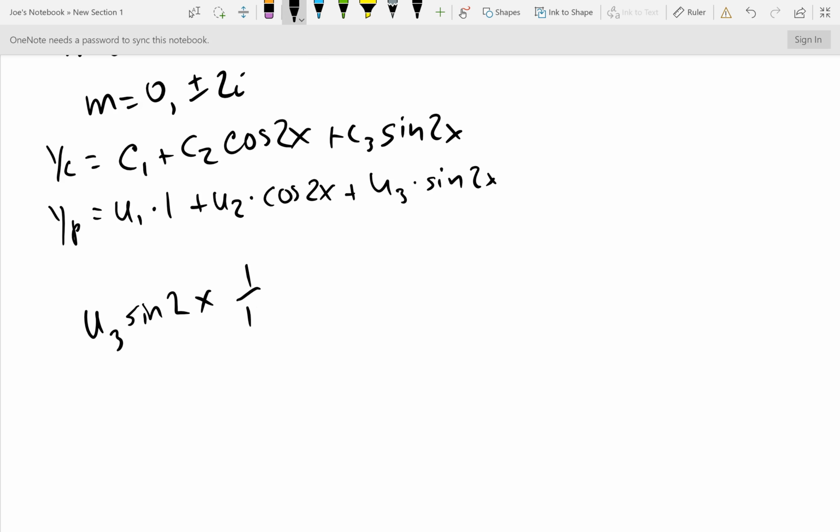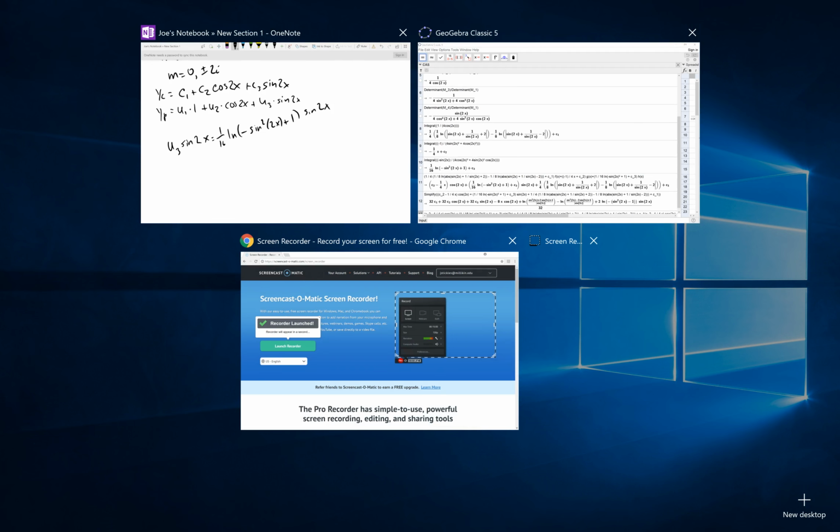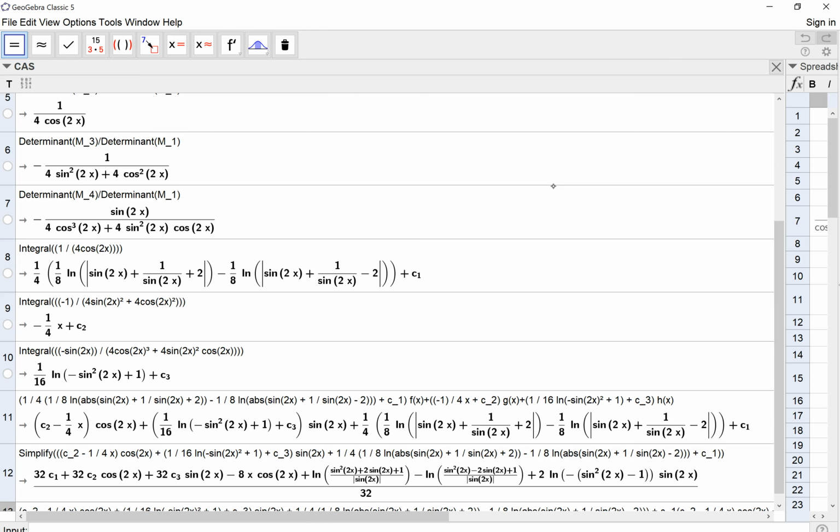It would have been 1/16 natural log of negative sine squared of 2x plus 1, and then times sine of 2x, I believe. Let's go back over and make sure I wrote that down correctly. Looks like I wrote that down correctly.